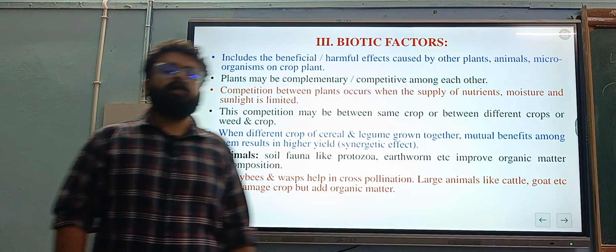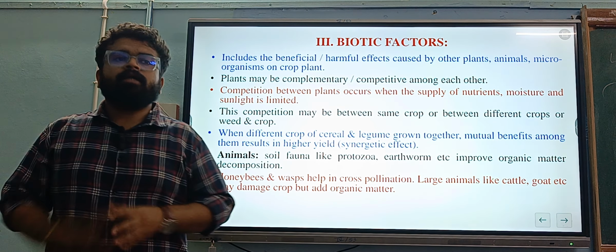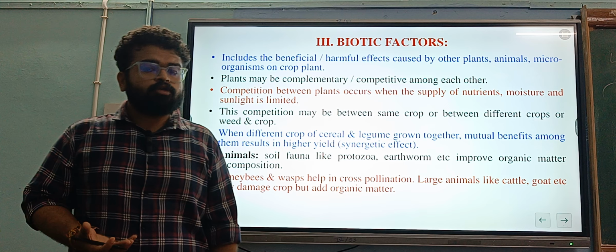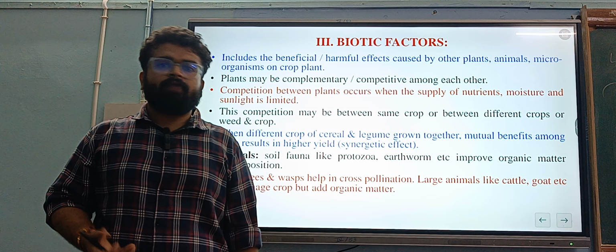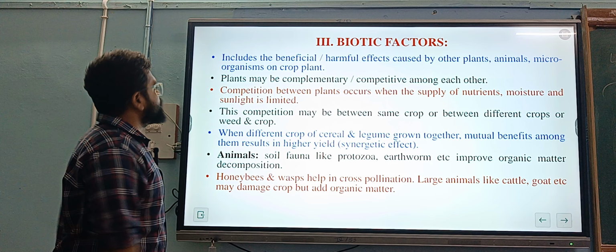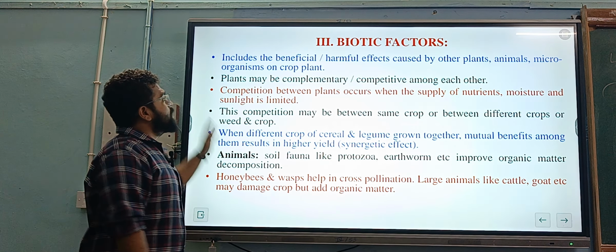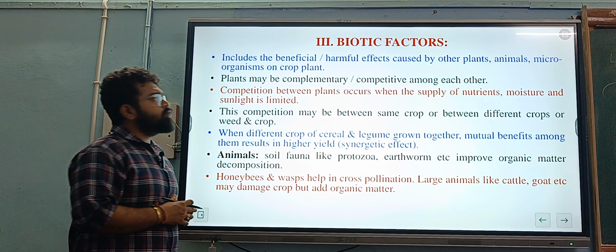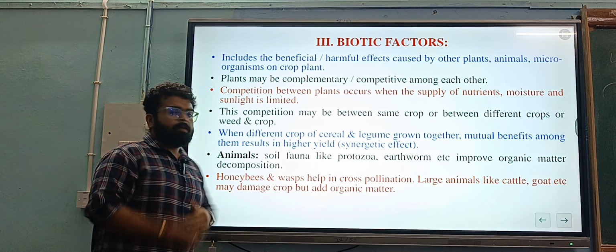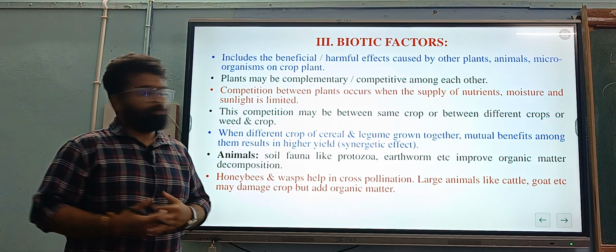Yes, after understanding the internal factor and external factor, among the external factor with respect to temperature and Edaphic factor, next we will delve into the biotic factor that influences the growth and development of a plant. It includes the beneficial and harmful effects caused by the plant, animals and microorganisms. Plants may be complementary and few are competitive with each other.